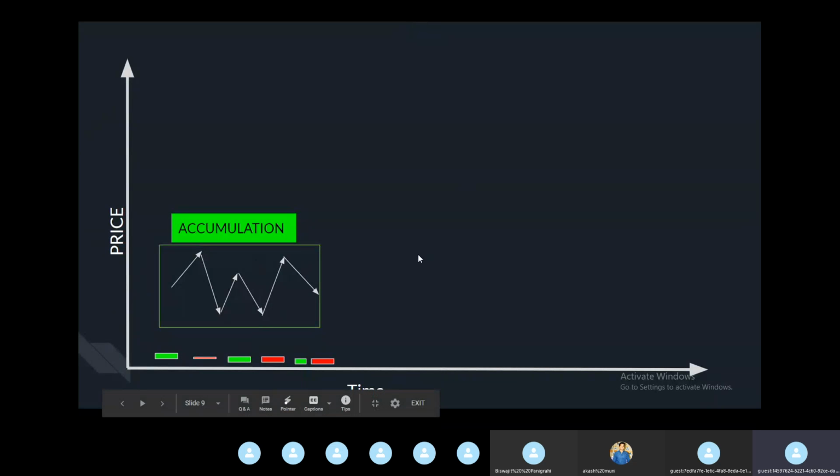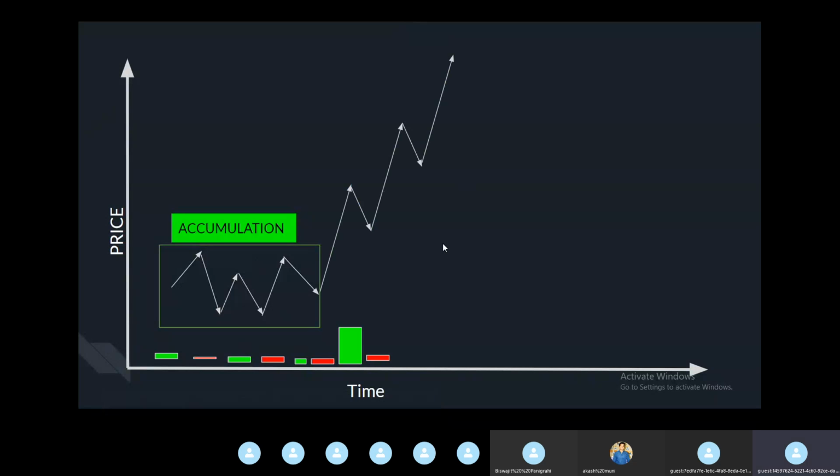It's very important. What happened next? Some good news came and the stock zoomed up with high green volumes. And what we say up to that, it marked up, it went up. This is stage 1, this is stage 2. This is accumulation, this is markup. Then what happened?